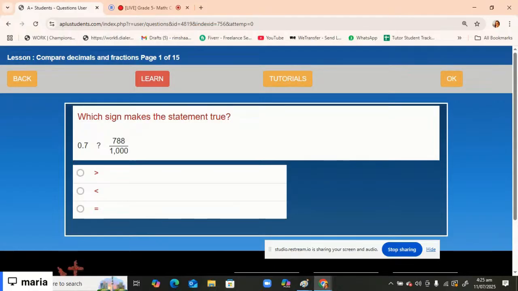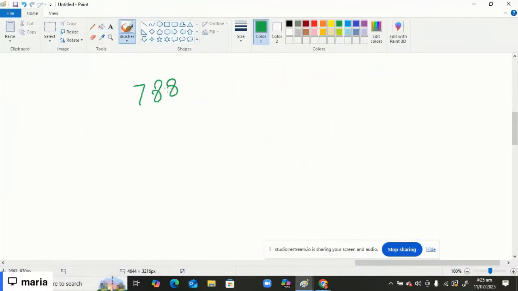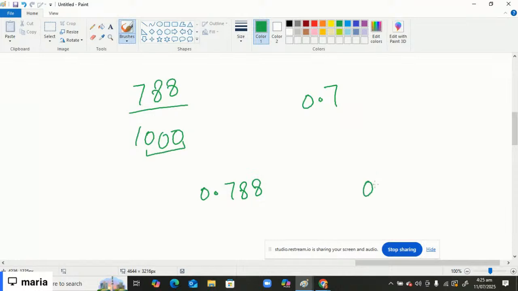Which sign makes the statement true? Now 788 divided by 1000. Okay, so let's see. 788 divided by 1000 and 0.7. Now look here, there are three digits in the top number. So we put it like this, 0.788. After the decimal we are putting three digits. And here is 0.7.